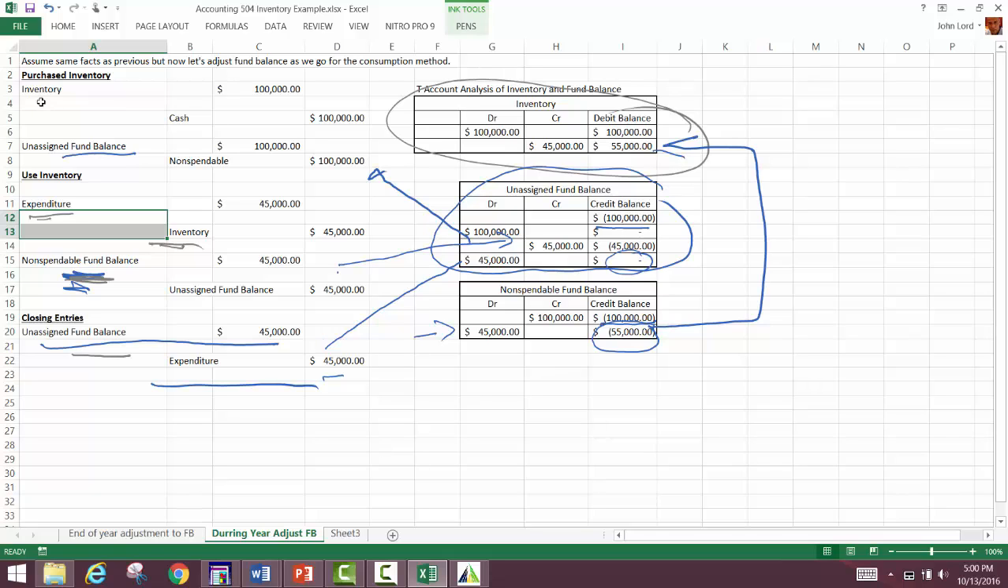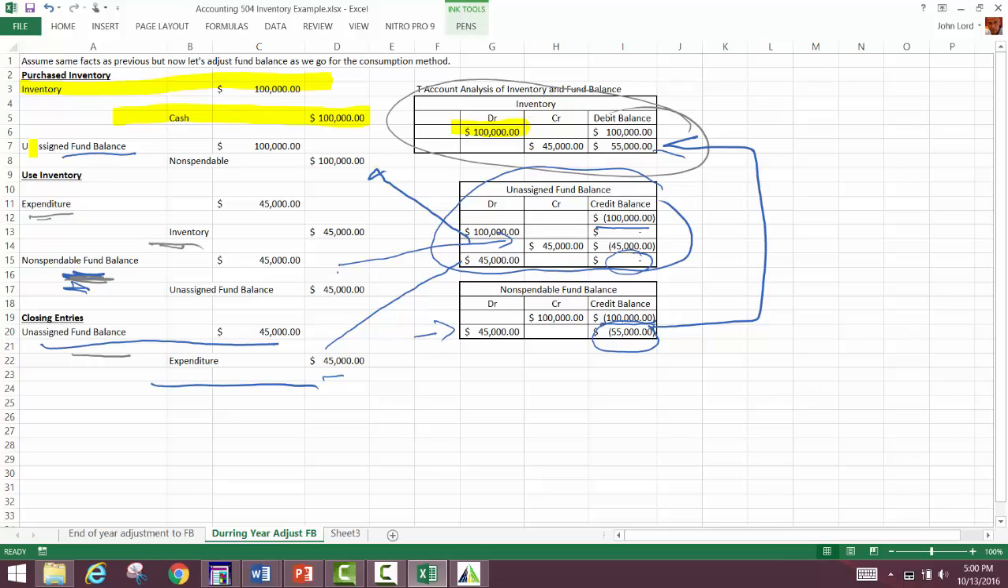What happens when we purchase the inventory? We debit the inventory and credit the cash, just like you would in perpetual, right? And when I do, my inventory now has 100,000. My cash is now 0, isn't it? I'm not going to show you the balance sheet again. You know the cash is 0 because I spent all my cash on inventory.